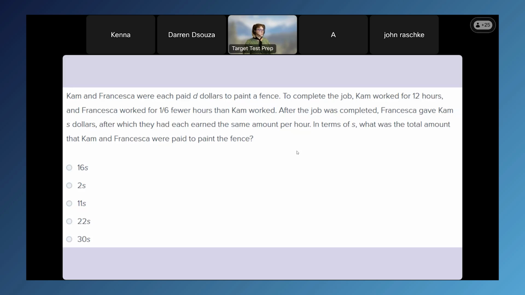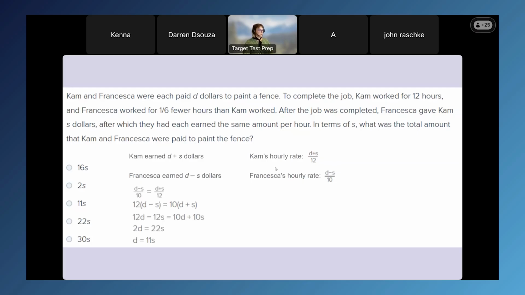The first thing we need to do is figure out their hours and their hourly rates. So Cam earned D plus S because Francesca gave S to Cam, and Francesca earned D minus S. And Cam's hourly rate, because she worked for 12 hours, is D plus S over 12. Francesca's hourly rate, because she only worked 10 hours, is D minus S over 10. These are equal because after which they had earned the same amount per hour. So these two hourly rates are equal to each other.